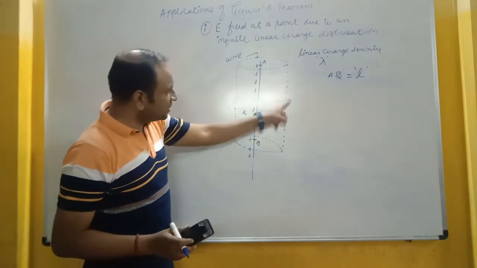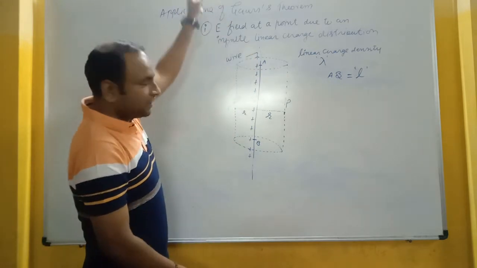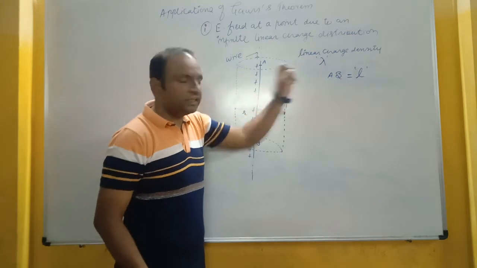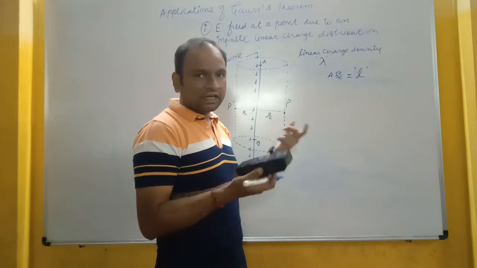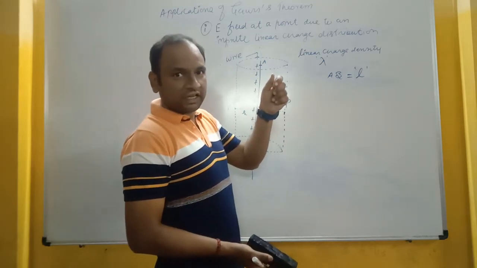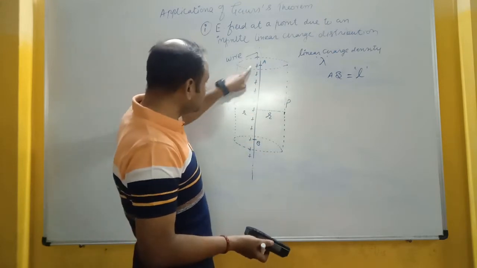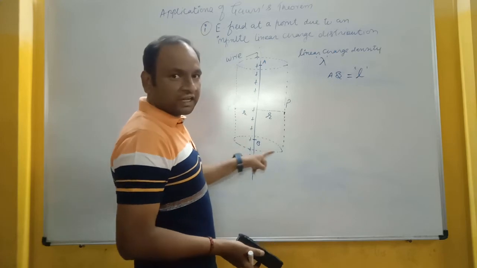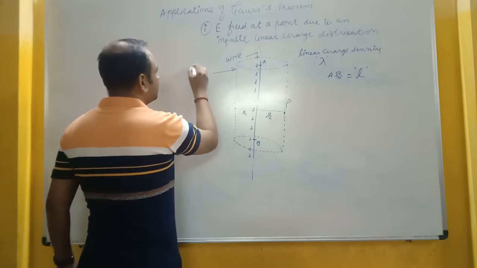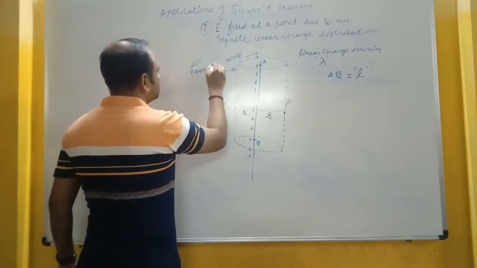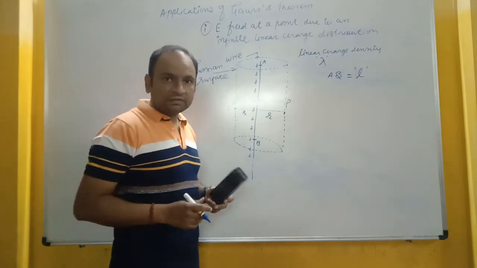This cylinder has now enclosed not the whole wire but the section AB of my infinitely long conductor. The length of this section AB is equal to L. Therefore, the length of the cylinder will also be equal to L. But by drawing this imaginary cylinder, what have I done? I have enclosed these many charges here. So this imaginary cylinder would be my Gaussian surface. This is my Gaussian surface.